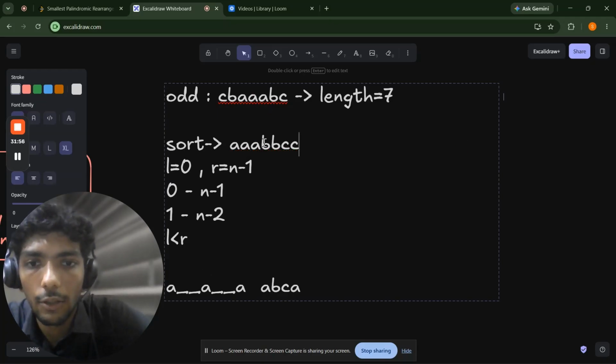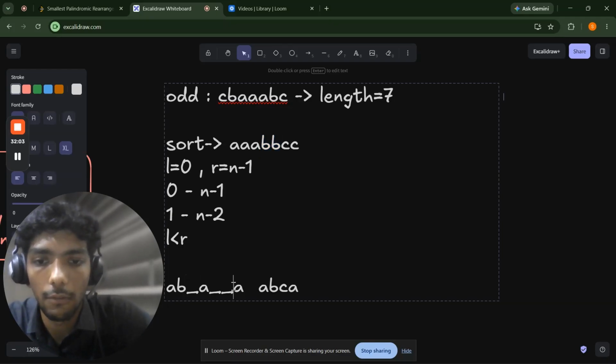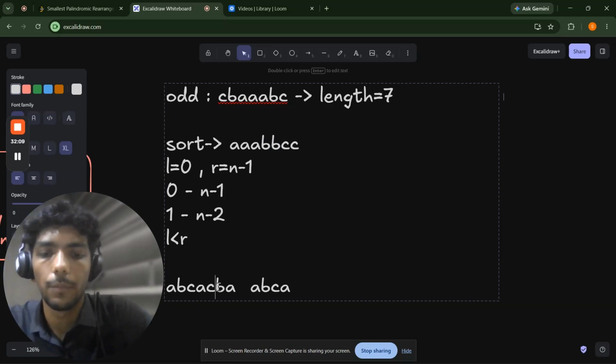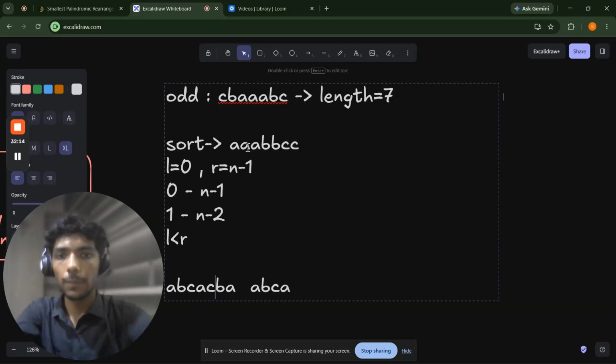So these three A are exhausted. Now it is time for this B. We check with this B. Okay, both are correct. So we will insert one B over here, one B over here. Now it's time for C. So C and C. Now they are exhausted.